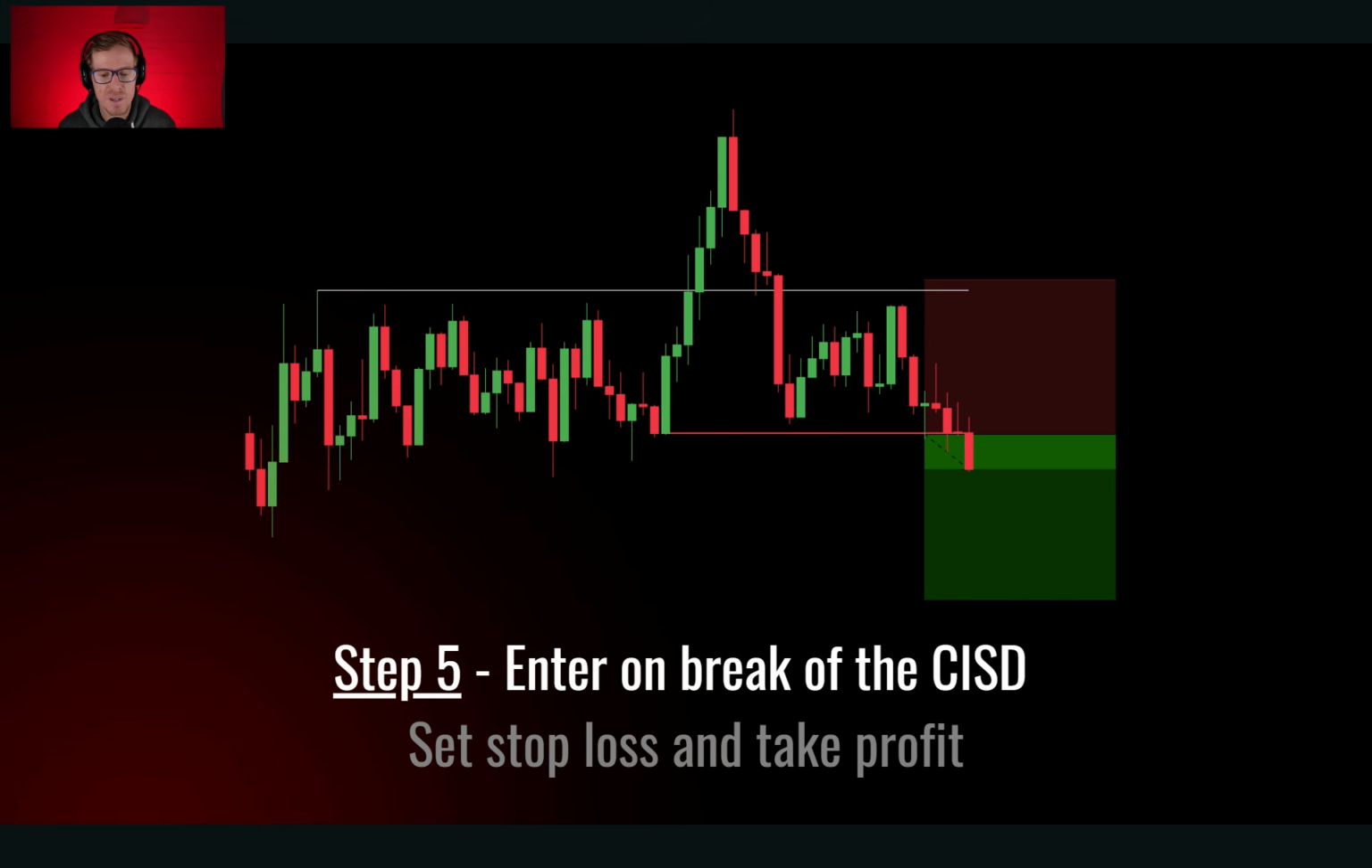So here we go. Step number 5, enter on the break of the CISD, set your stop loss and take profit levels. So you can see price breaks the CISD. We need to get a candle closure through the CISD. That becomes an entry. We can set our stop loss above the previous swing high or the main swing high.